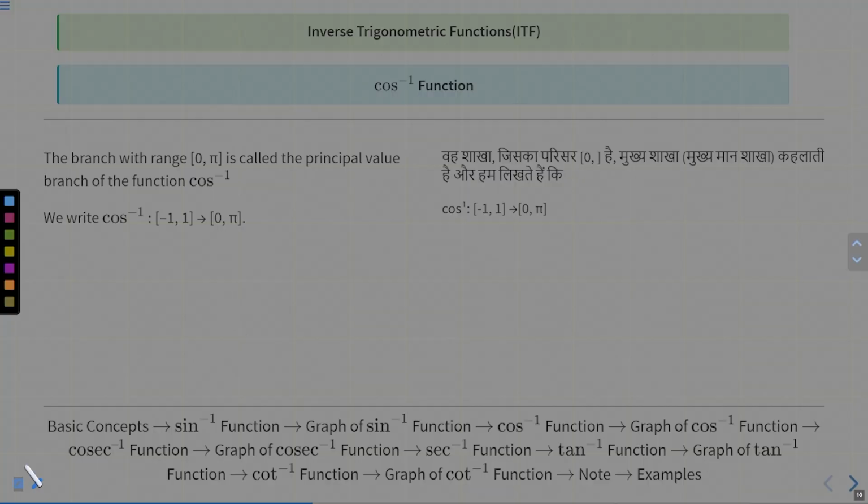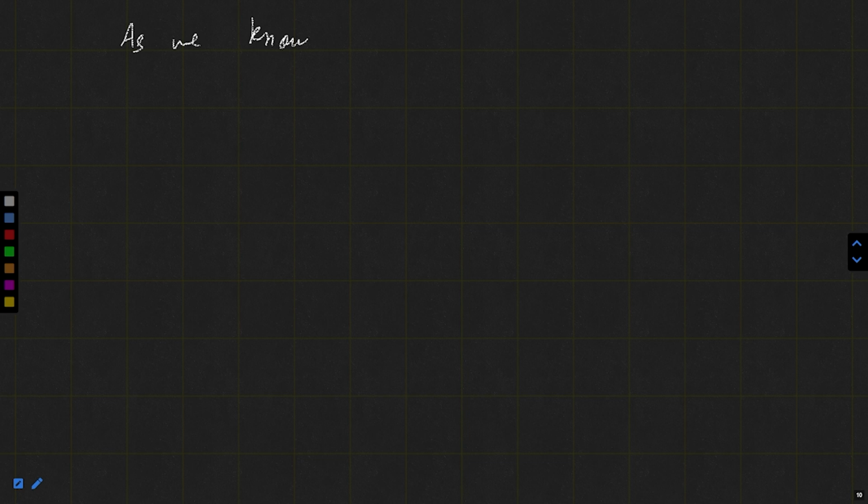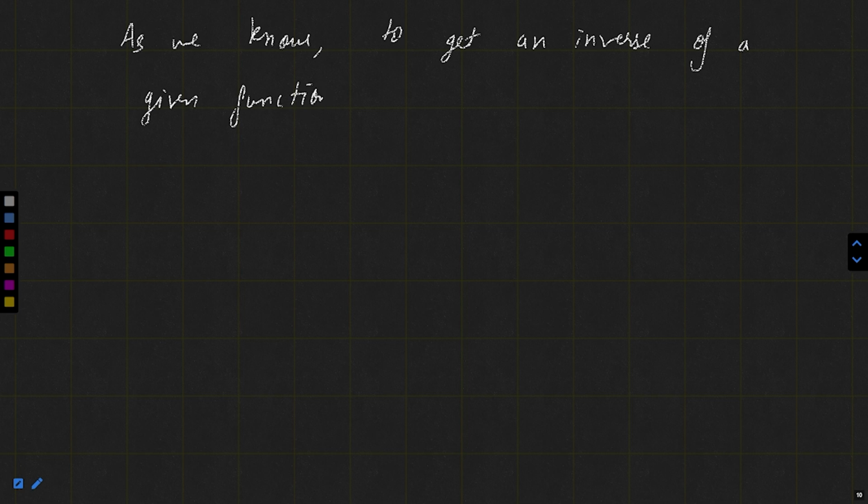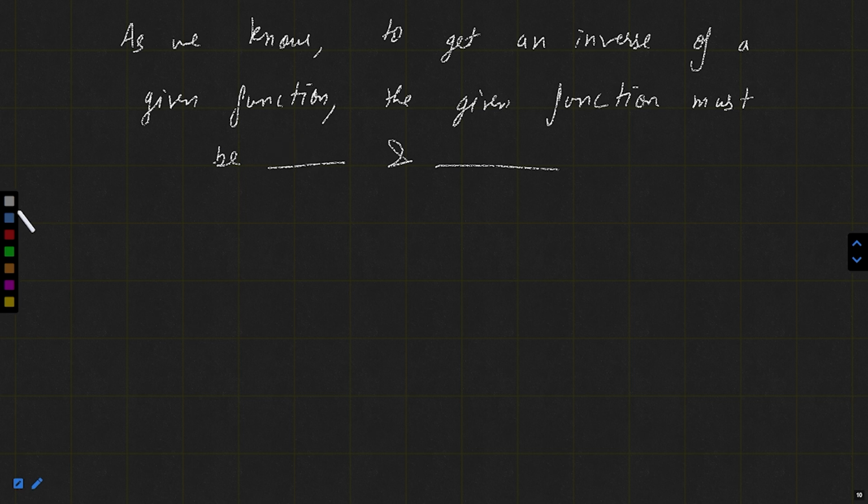As we know, to get an inverse of a given function, the given function must be 1-1 and onto. Then only we can find the inverse. Okay, so in cos x we know the graph. If you see the graph of cos x, it looks like this. And from this graph, if you perform the horizontal line test, you can see that it is indeed not 1-1.